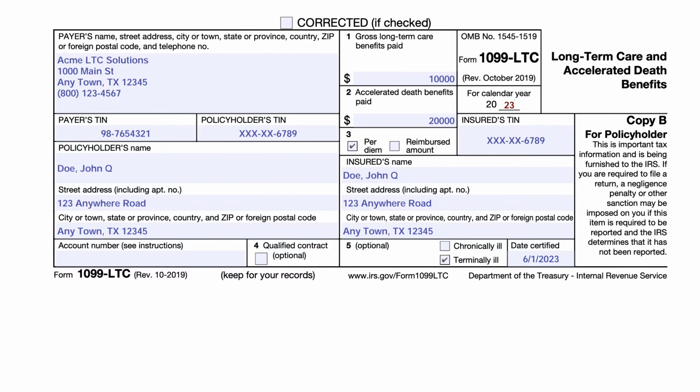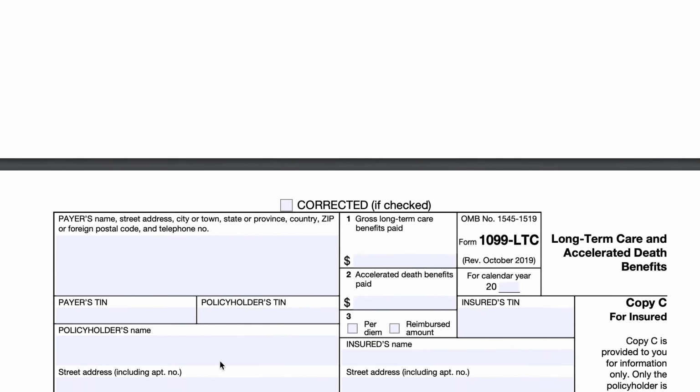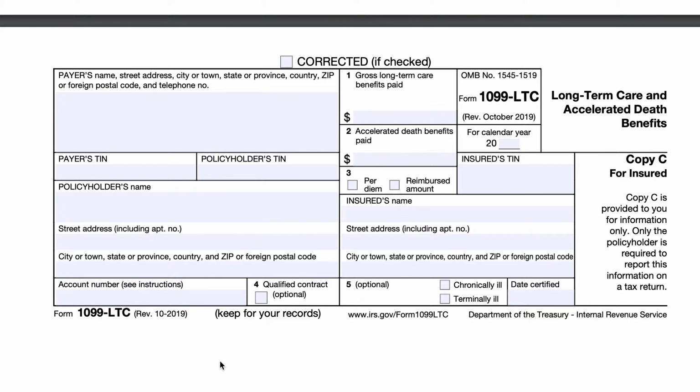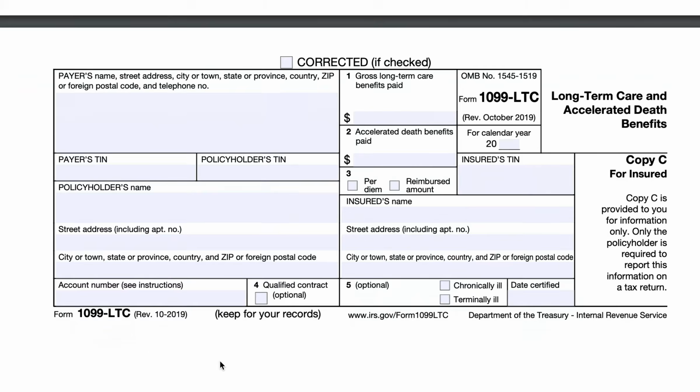You don't need to do anything to file this form. However, you may need to report some of these proceeds on IRS Form 8853, which covers Archer MSAs and long-term care proceeds. So this is a fairly brief form. There are 4 copies. Copy A goes to the IRS. Copy B goes to the policyholder. Copy C generally goes to the insured if they are separate from the policyholder. And then copy D is retained for the payer's tax records.